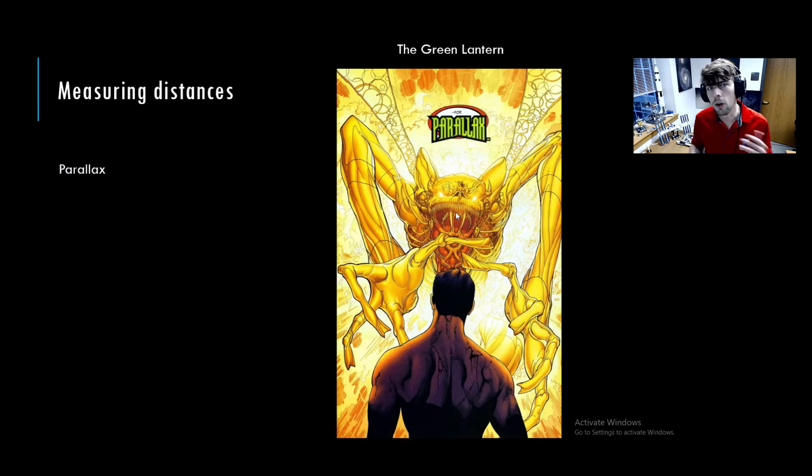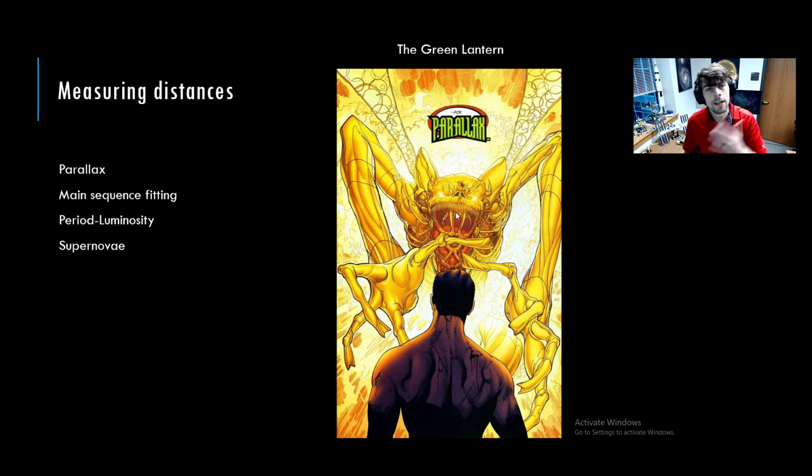Now, to give you a roadmap for several lectures into the future, parallax is important because it's our first step in measuring distances farther and farther in the universe. I'll give you the rest of the measurement techniques so that when they start coming up, you say, oh okay, this was that parallax lecture.